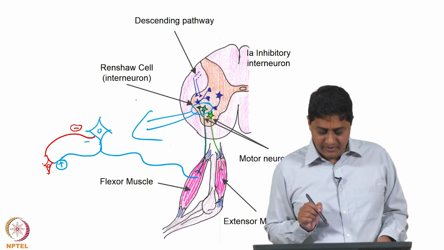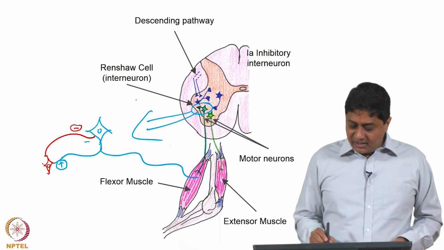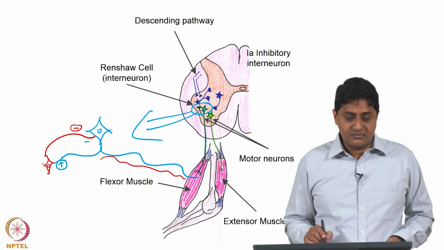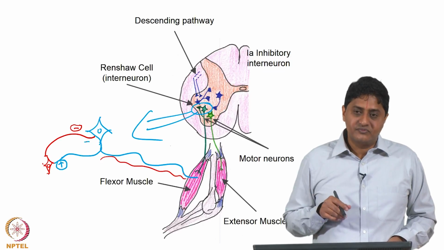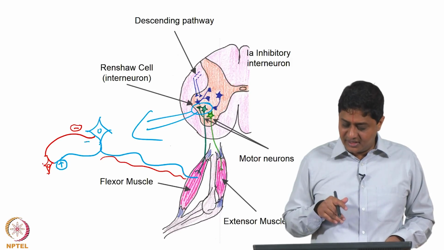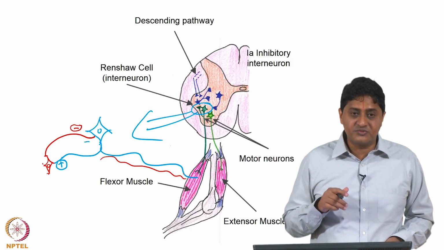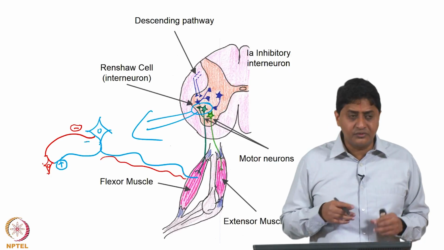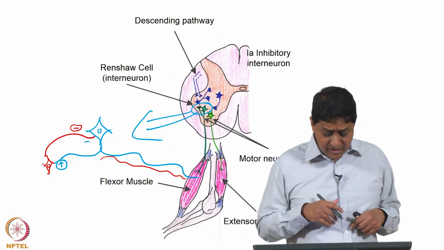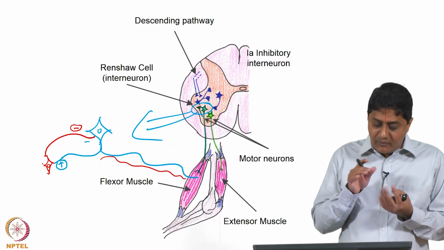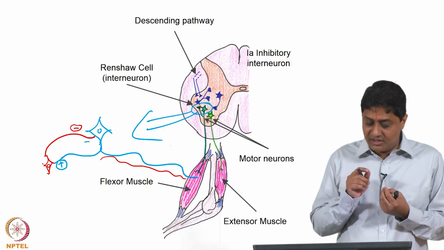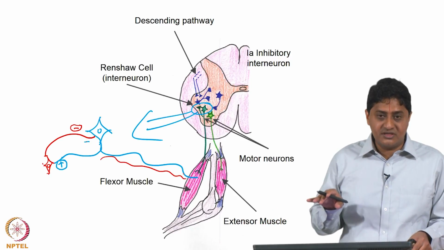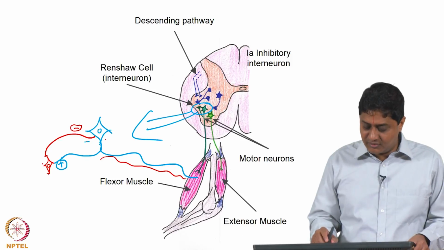Why would this happen? You cannot keep increasing the excitation to the muscle forever. You need to control that, because if the excitation level to the muscle goes beyond a particular point, it could cause physical damage, it could have negative consequences which are undesirable. So, you want to control the amount of excitation that is sent. As soon as excitation is sent, an inhibition is sent back to that motor neuronal pool.